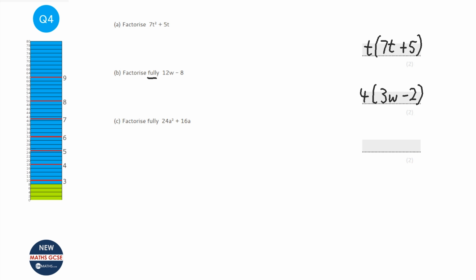Right, the last one, there's a number and a letter. So I'm thinking the number of 16 and 24 would be 8, and the letter would be a. Okay, so there's two things that we're dividing out this time. So I'm going to have 8a on the outside.